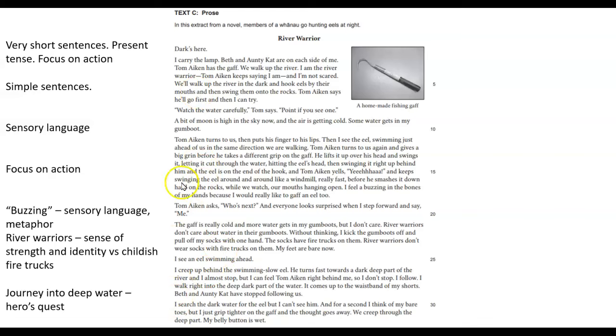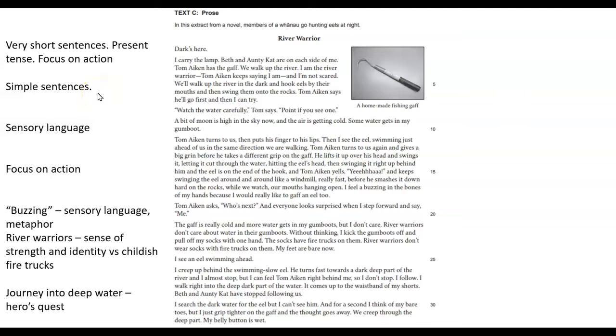So I've read the text, and you might want to pause this and read the text as well. And then you are going to try and respond to the text or think about the text, thinking about that atmosphere of adventure, how that gets established. So what do I notice as I read through it? Very short sentences, present tense, focus on action. Okay, so all of this is in this text.